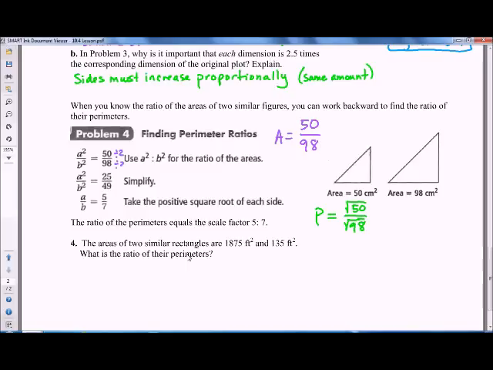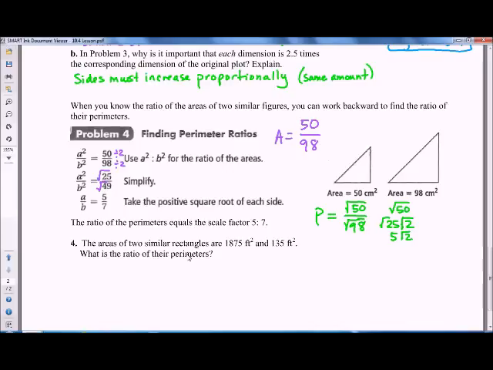Now, if you look over here in the example, they have reduced their numbers. Smaller numbers are always better. And what did they find? They found perfect squares. We can simplify our radicals. So if I want to simplify the square root of 50, I get the square root of 25 times the square root of 2. This is 5 root 2.